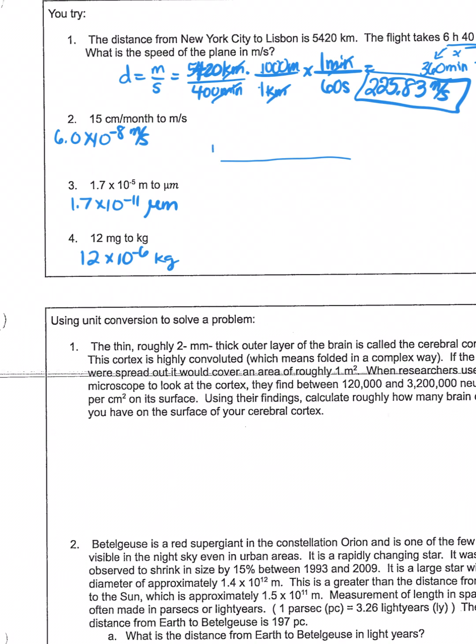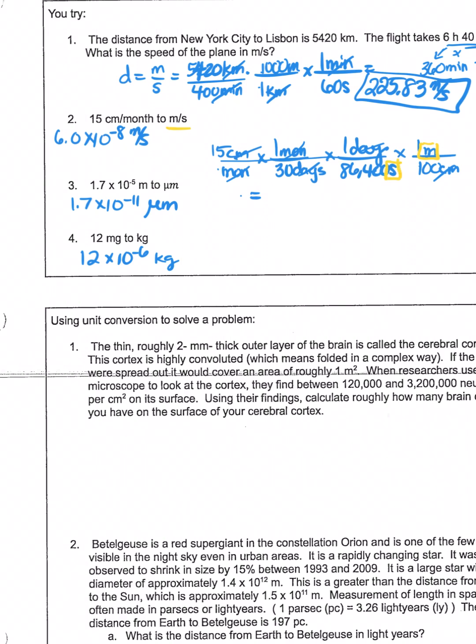We start with 15 centimeters per month. 1 month is 30 days. 1 day is 86,400 seconds. And then finally, so days, days, months, months, centimeters. There are 100 centimeters in 1 meter. So now we have centimeters and centimeters gone, and we're left in meters per second. As you can tell, we've got meters here and seconds down here. So we are correct, meters per second. All right.